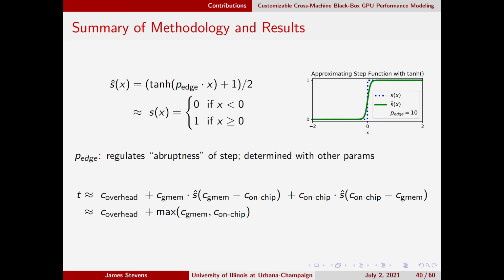So the model we're aiming for is shown at the bottom, where we model execution time as the overhead plus the maximum of global memory cost and on-chip work. However, our models have to be differentiable, so we use this s-hat function to approximate a step function, which serves as a mathematical switch to select between these two costs, depending on which is greater. This model supposes that these two costs can be fully overlapped, but you could alter S hat slightly to model partial overlap as well.